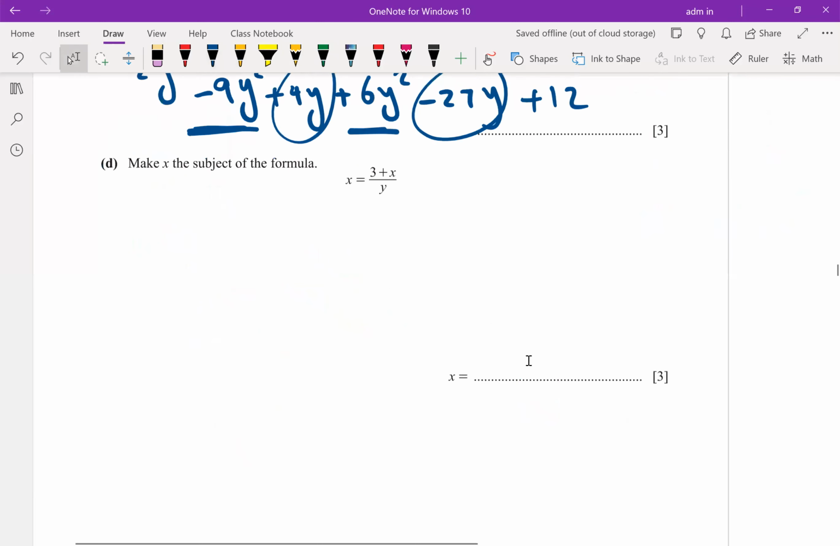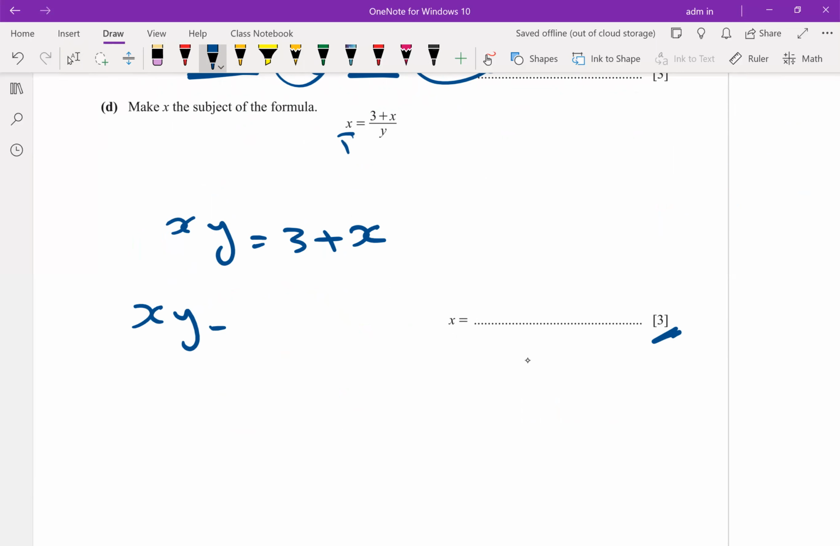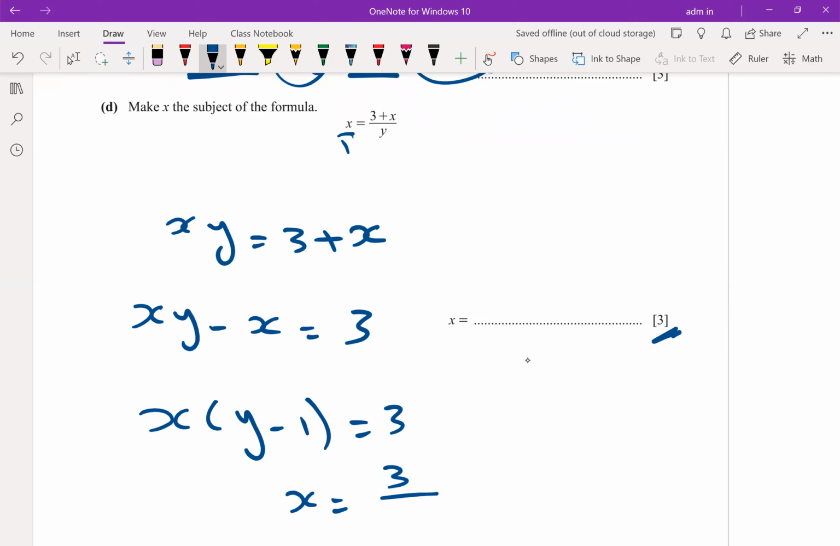Okay, thank you. Make x a subject. How many marks for this question? So I need please at least 3 steps. Step number 1, cross multiplication, xy equals 3 plus x. Step number 2, collect all terms included x in one term. Xy minus x equals 3. If we have more than one x, you have to take it outside as a common factor. Will be x, y minus 1 equal 3. So x as a subject will be 3 over y minus 1. The final answer, 3 over y minus 1.